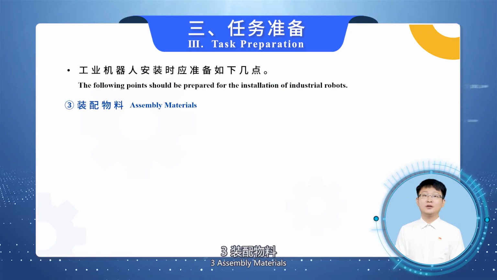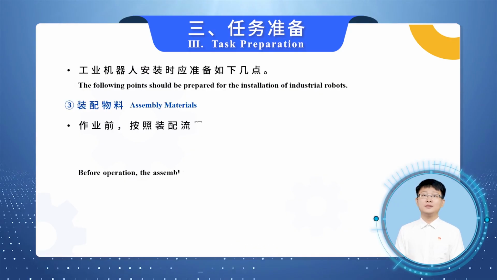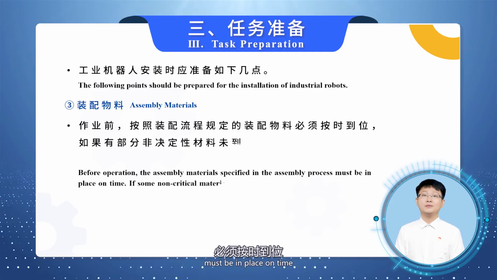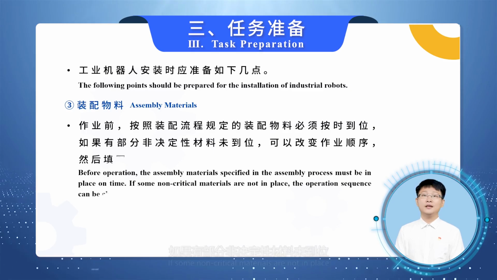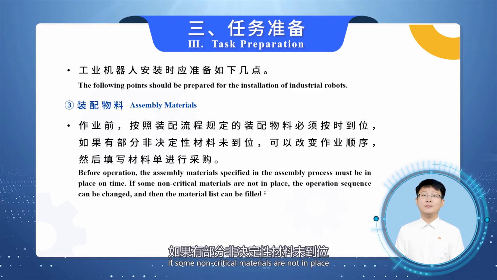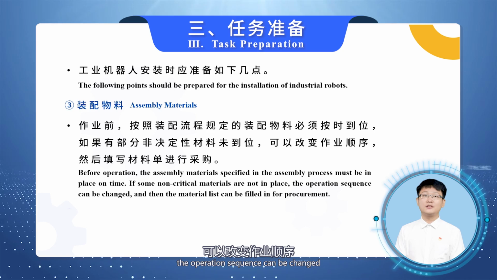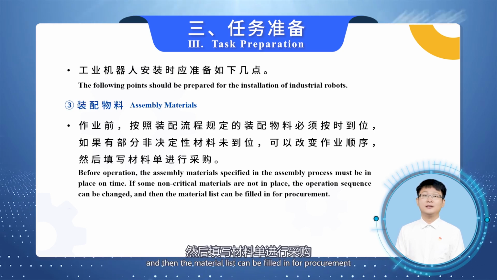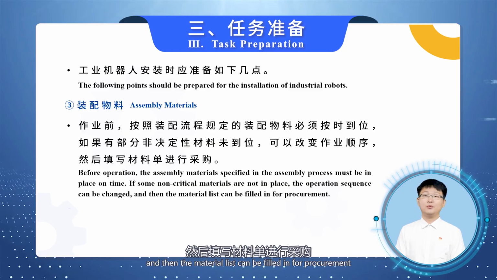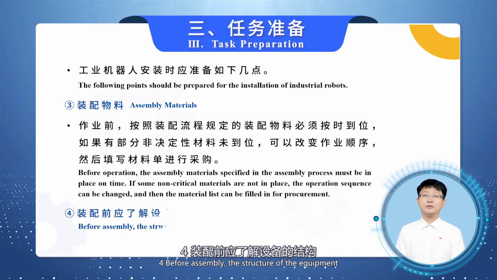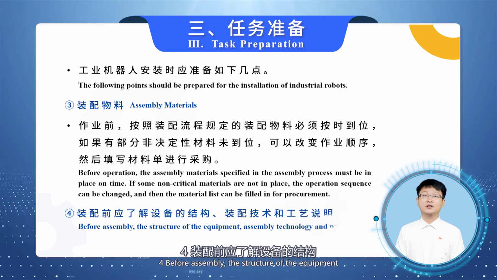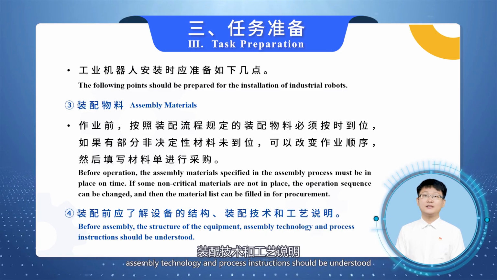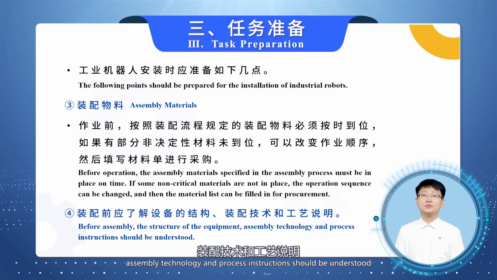Third, assembly materials. Before operation, the assembly materials specified in the assembly process must be in place on time. If some non-critical materials are not in place, the operation sequence can be changed, and then the material list can be filled in for procurement. Fourth, before assembly, the structure of the equipment, assembly technology, and process instructions should be understood.